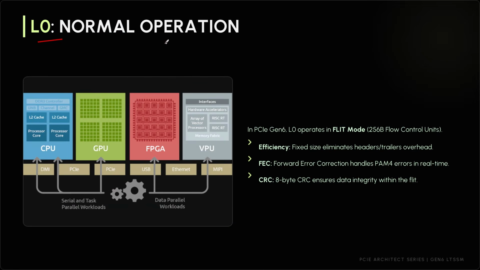So L0 is the normal operating state. This is where the real data transfer occurs. PCI Gen 6 introduced FLIT mode. FLIT stands for flow control unit. Each FLIT contains 256 bytes.